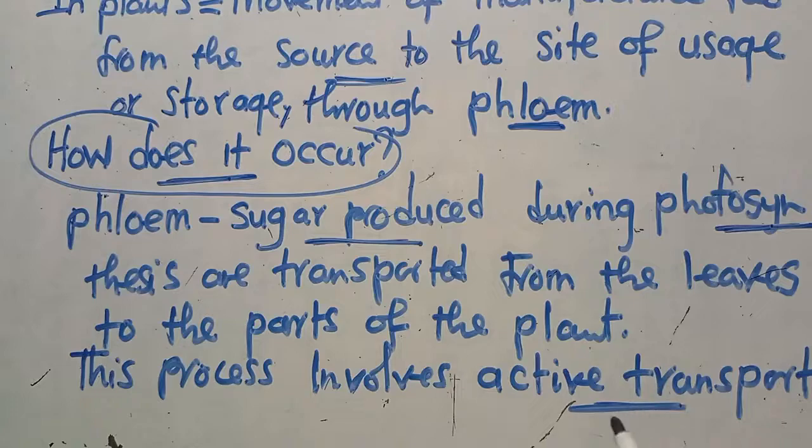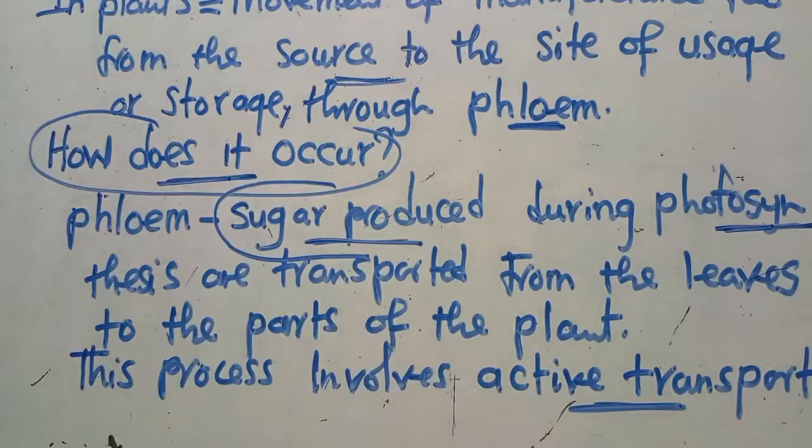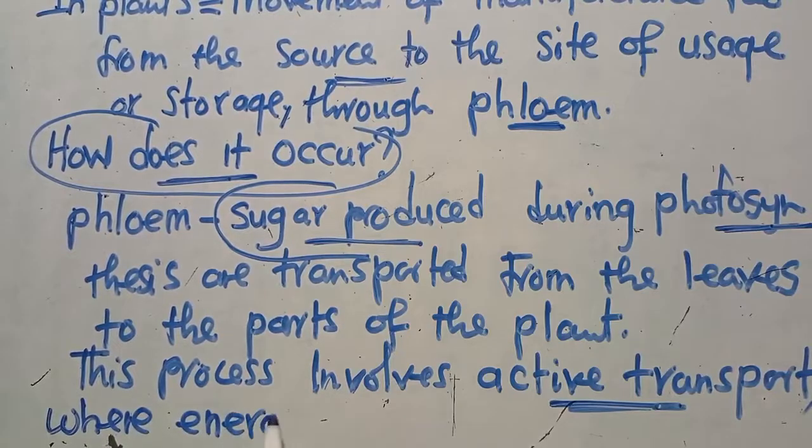Here we are talking about sugars, but it can be sugars, nutrients, or water. In the phloem, we are talking about sugars. So this process involves active transport, and for active transport to take place, there must be energy that is used.